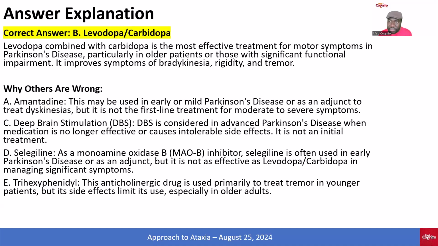Why is deep brain stimulation wrong? Is it not an option? It is, but we use it in later stages.